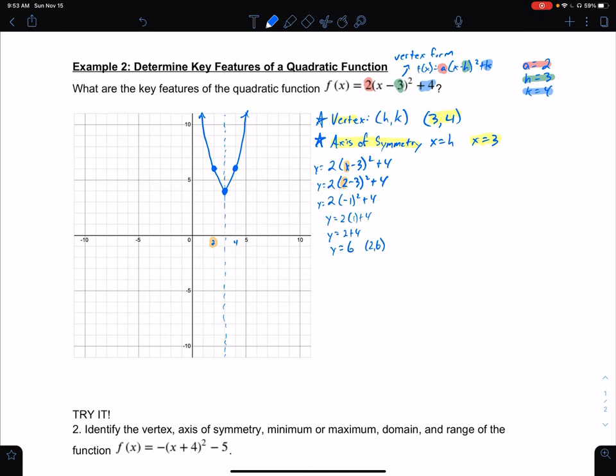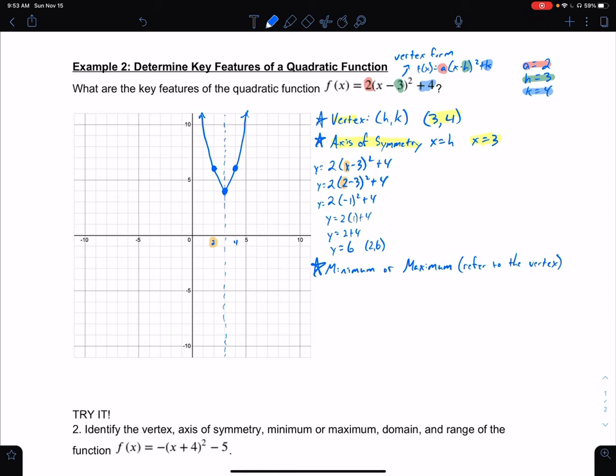Now that I know what my parabola looks like on a graph, it's a little bit easier for me to figure out minimums or maximums, domains, and the range. So the next thing I want to look at is whether there is a minimum or a maximum. So it's another key feature. And here, we want to refer to the vertex.